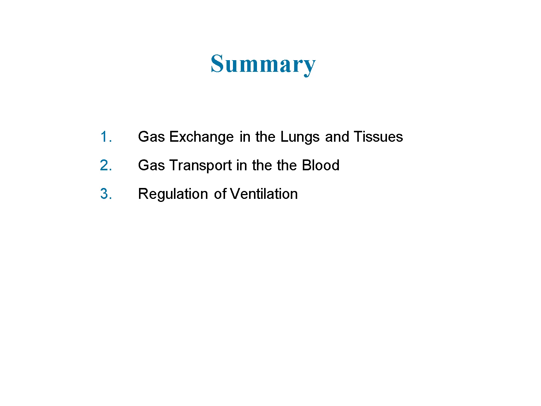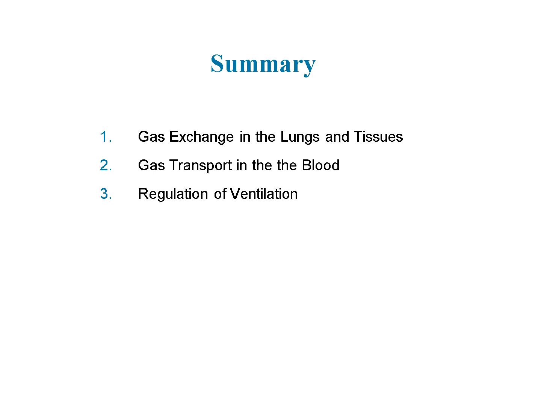In summary, we have explored the essential processes that regulate breathing and ensure efficient oxygen and carbon dioxide exchange in the body. First, gas exchange in the lungs and tissues occurs through diffusion, driven by partial pressure gradients. Oxygen moves from the alveoli into the bloodstream, while carbon dioxide diffuses from the blood into the alveoli to be exhaled. A similar process occurs at the tissues, where oxygen leaves the blood to support cellular respiration, and carbon dioxide enters the bloodstream as a metabolic waste product.